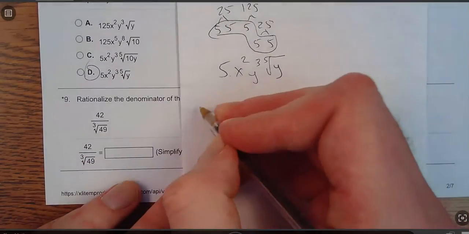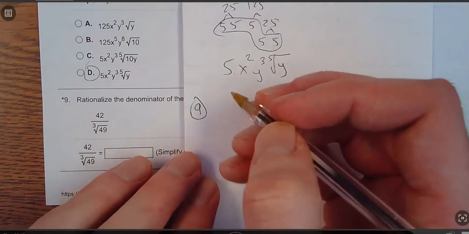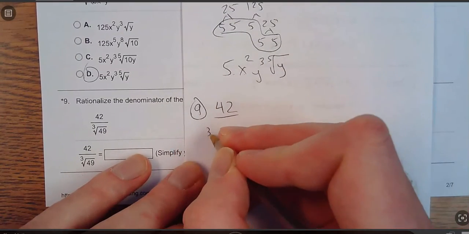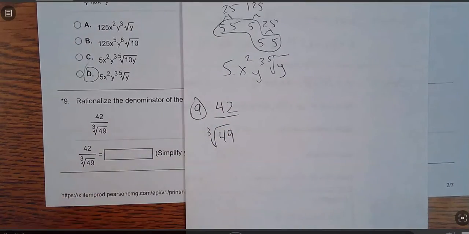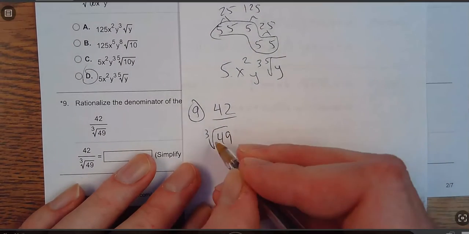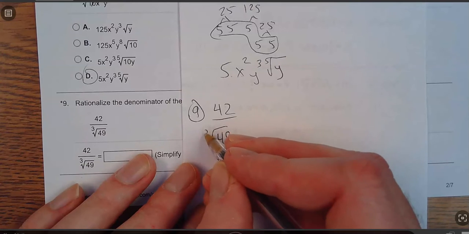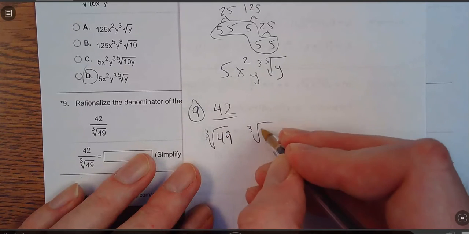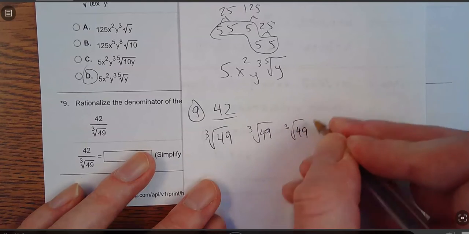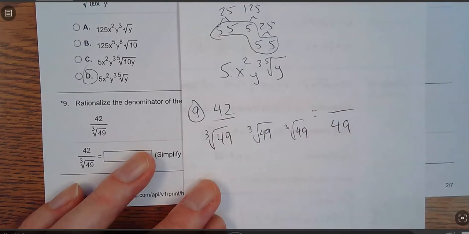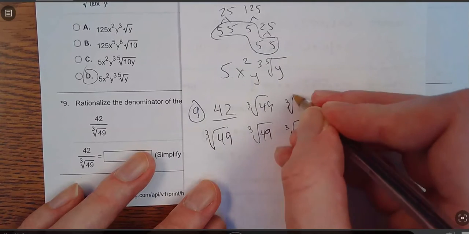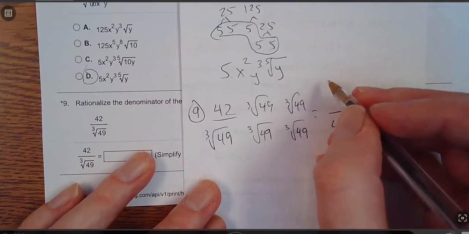Number 9. So to rationalize this, if you have 42 over the cube root of 49, the fastest way to do it, I can make this a rational number if I multiply it by itself 3 times, because it's a cube root. So if I took whatever that cube root was and multiplied it by itself 3 times, that's going to equal 49. But I've got to do the same thing to the top too.